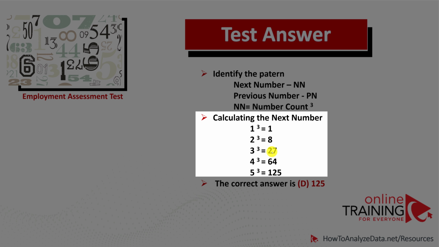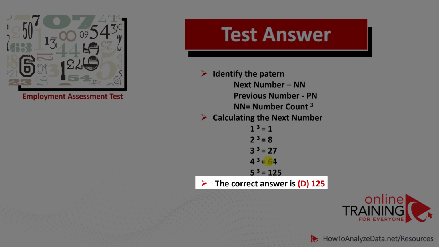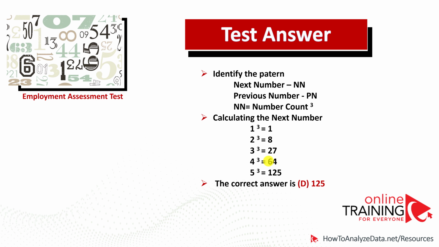3 to the power of 3 would be equal to 27. 4 to the power of 3 would be equal to 64. And 5 to the power of 3, which is the missing number, will be calculated as 125. So the correct solution is choice D, 125. Hopefully you've nailed this question.